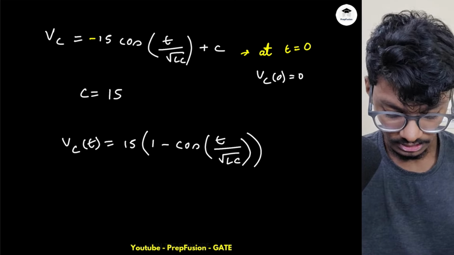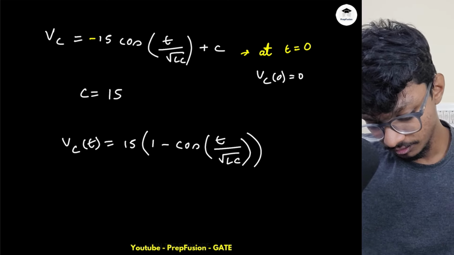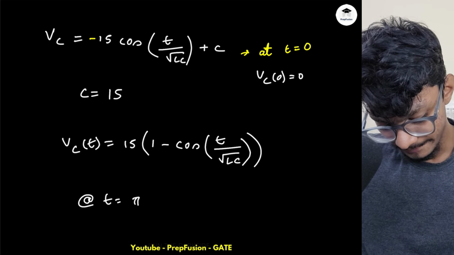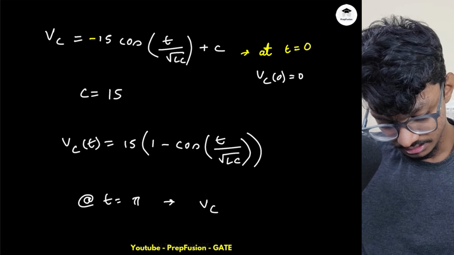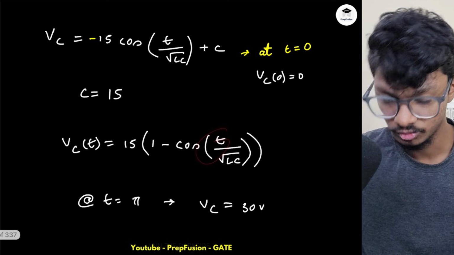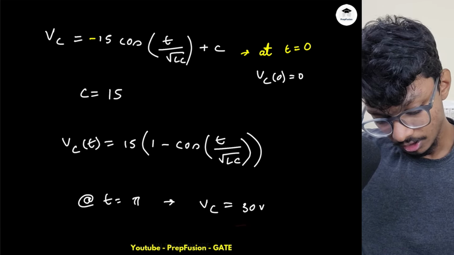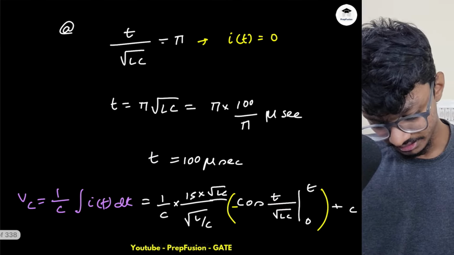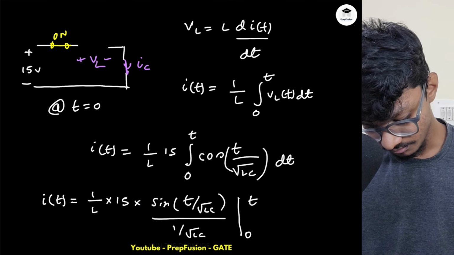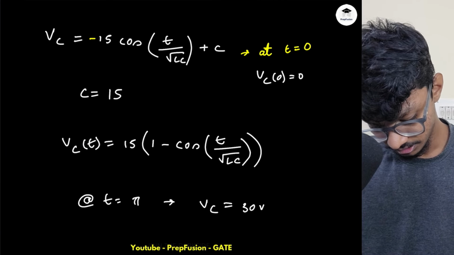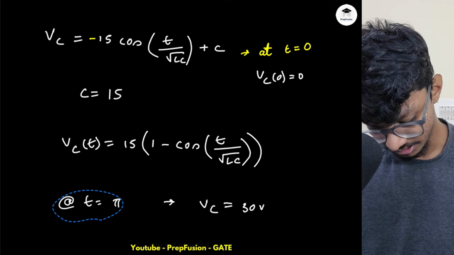Now what will happen is that the maximum value of the voltage at t equals pi, VC is equal to 30 volts, because this will be minus 1, and minus 1, minus 1 plus 2, it will be 30 volts. Now what do we observe if I just draw the circuit here? At t equals pi, the SCR is off, right? Not t equals pi, sorry, at t equals pi under root LC, that is at 100 microseconds.